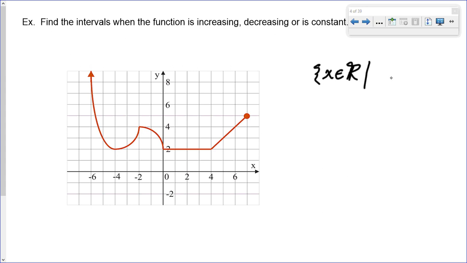Okay, so for all values less than or equal to 7, and that's set notation. As interval notation, I'm going to include 7, so it's 7 and everything downward.